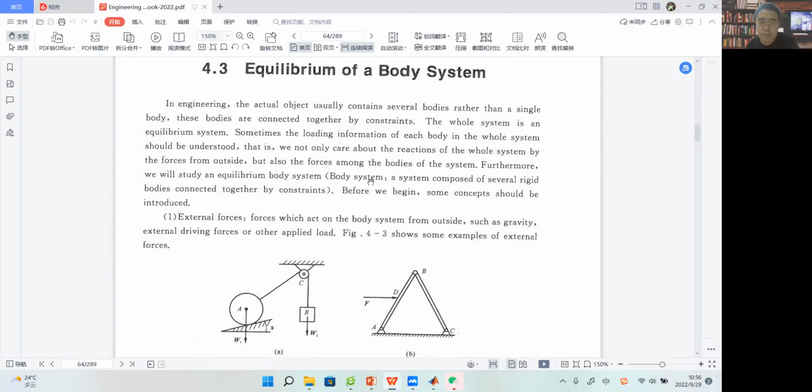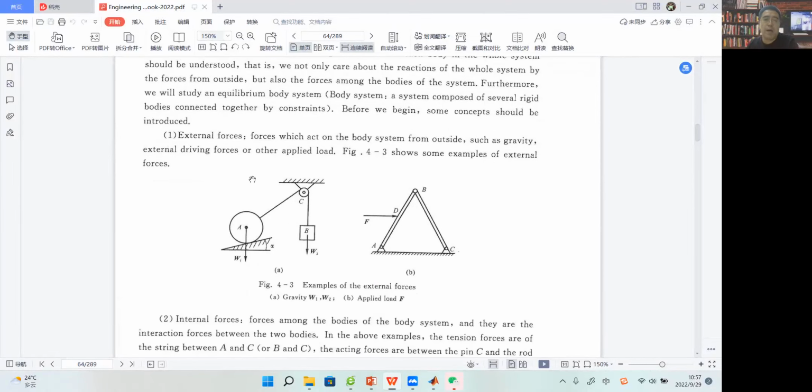Furthermore, we will study an equilibrium body system. So what is a body system? A system composed of several rigid bodies. Actually, each part can be treated as a rigid body, connected together by constraints. So actually, we have learned 5 types of constraints. So we should be very familiar with those 5 common types of constraint, and we can give the reactions accordingly. Before we begin, some concepts should be introduced. So let me introduce them a little bit, right? I will try to slow my speed. Maybe it's too hard for you guys.